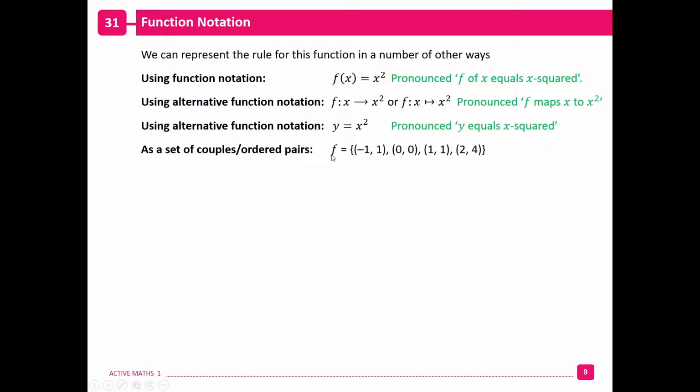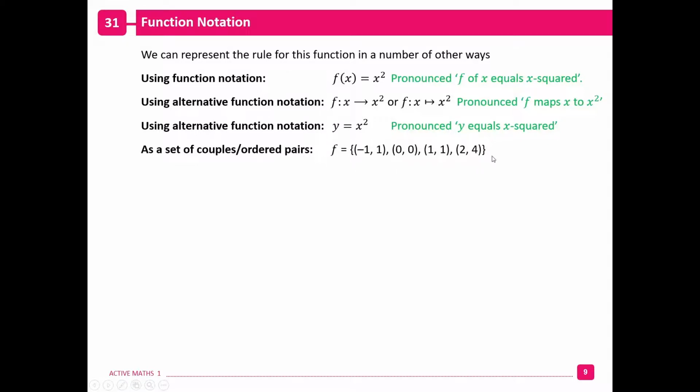So for our function f, when we started off with the input -1, it had the output of +1. When -1 was squared, we got the number 1. So the first numbers in each of these brackets are the inputs, and the second numbers in the brackets are the outputs. So the input 2 had the output 4.